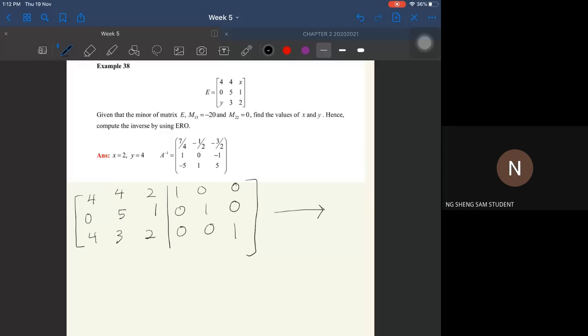R1 tolak R3. Okey. Ada yang nak guna R1 tolak R3 boleh. R1 tolak R3 akan dapat kosong. Saya nak suruh dia jadi 1. Bahagi 4 boleh tak buat? Bahagi 4. Betul. Itu yang saya nak dengar. R1 tolak R3 tak boleh. 4 tolak 4 kosong. Saya nak jadikan ni 1. Okay. So cara mudah nak jadikan ni 1 bahagi 4 lah. Betul? So your equation will be 1/4 R1.